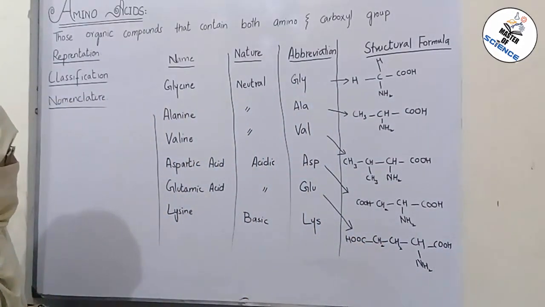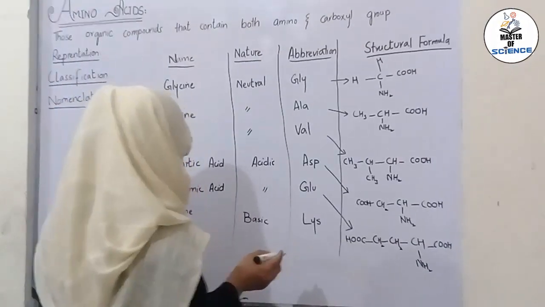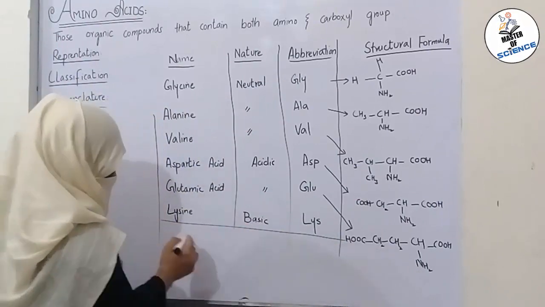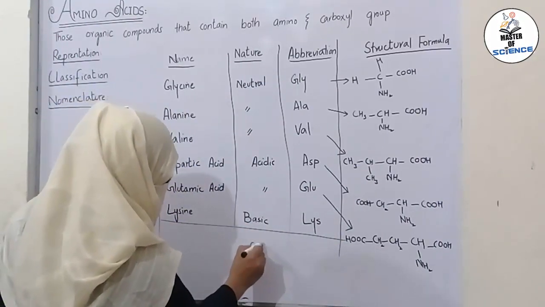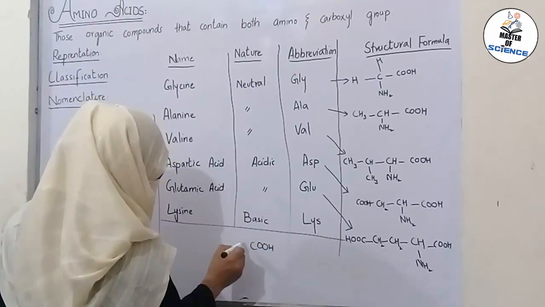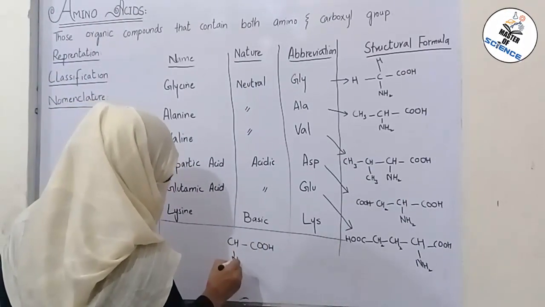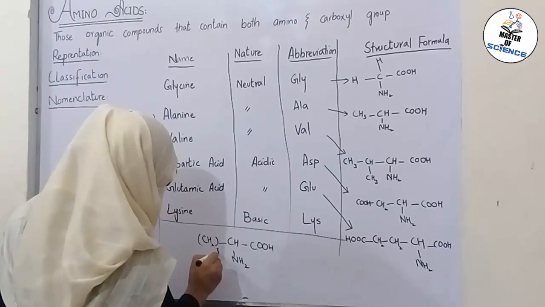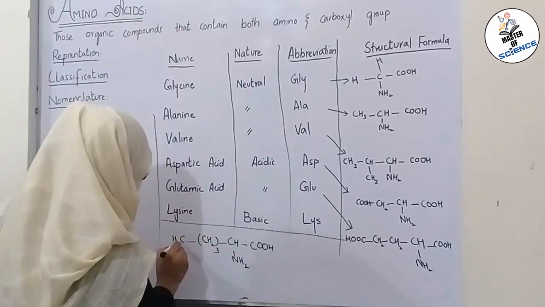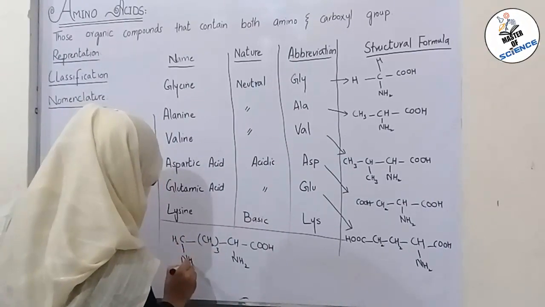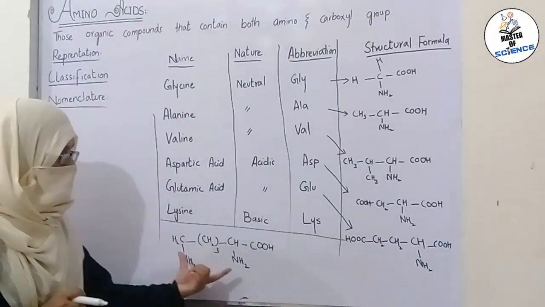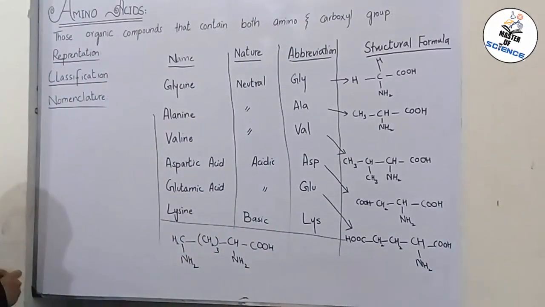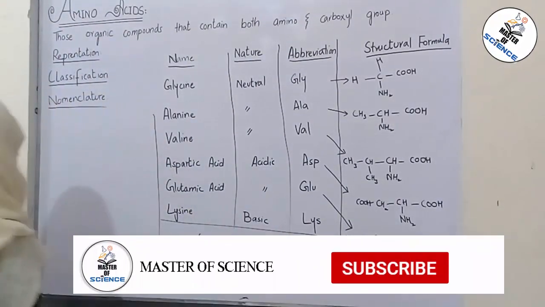Next we'll move towards lysine, which is basic. Its structure is CH2 thrice, CH2NH2, because we are saying that it is basic, meaning it has two amino groups. Okay, this is the list of amino acids.